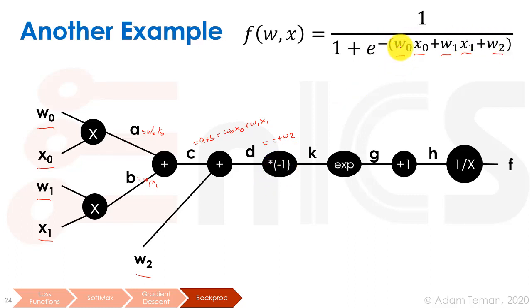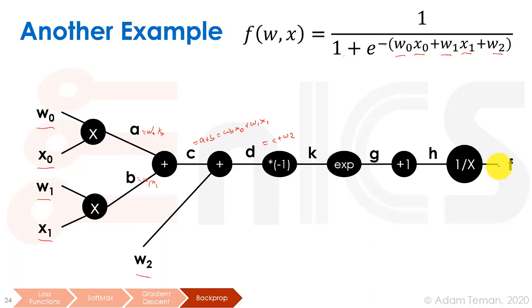So what do we need to do? We have a negative sign here, so we're going to multiply that by -1, so k equals minus d, and then we're going to raise e to that exponent, so g equals e to the negative of all this, and then we're going to add 1 to that, so h equals 1 plus e to this, and finally f equals 1 divided by all that.